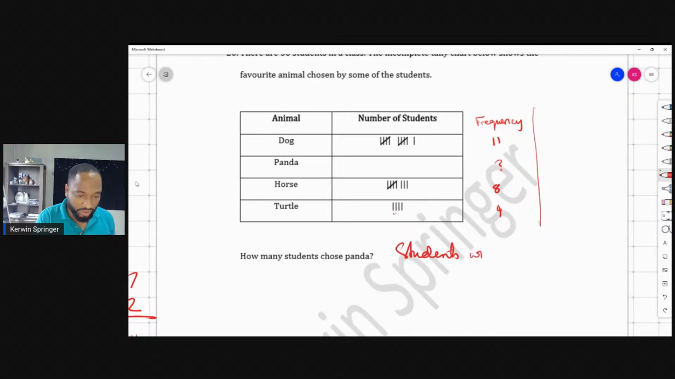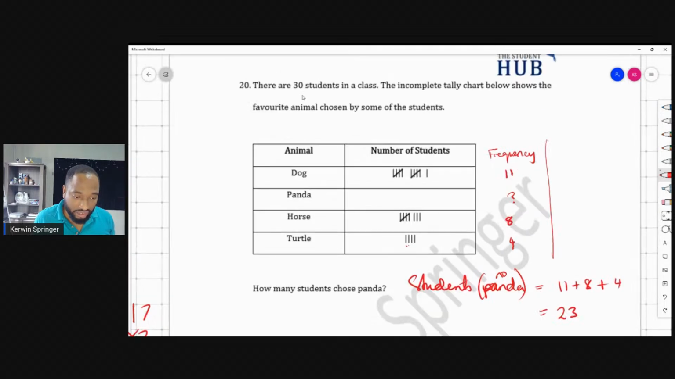Wait, panda not included. No panda. Panda would be 11 plus 8. I can do this in my mind. 11 plus 8 is 19, plus 4 is 23. So that's 23 students. However, there are 30 students in all. So I immediately know somebody is missing, and I can figure out how many. Because 30 minus 23, in my mind, I'm seeing 7 students were not accounted for.